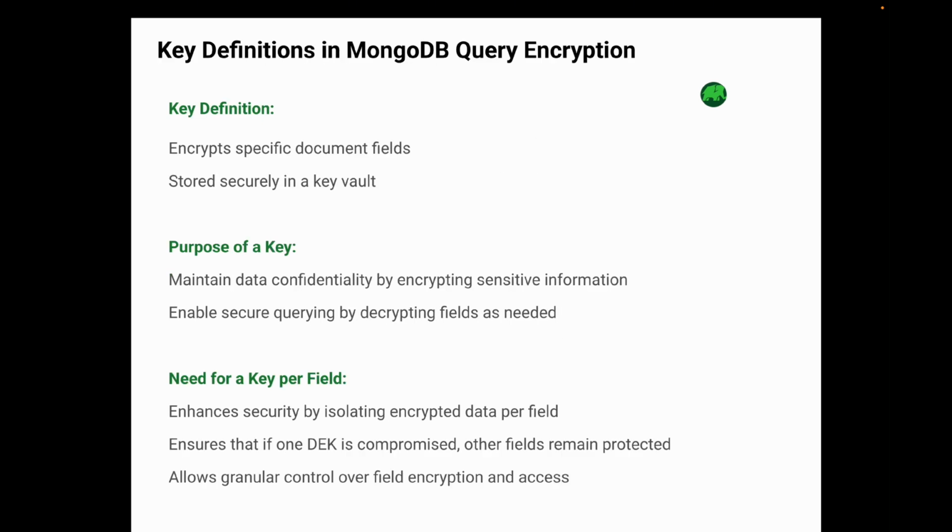Let us define how keys are structured within MongoDB Queryable Encryption. The data encryption key encrypts specific document fields in the database and is stored securely in a key vault. Purpose of a key: it maintains field-level confidentiality by encrypting sensitive fields. It enables secure querying by decrypting fields only when needed. Why do we need a key per field? It enhances security by isolating encrypted data per field. If one data encryption key is compromised, other fields remain protected, and it allows granular control over encryption and access permissions. By structuring encryption keys this way, MongoDB ensures strong data protection while maintaining flexible query capabilities.